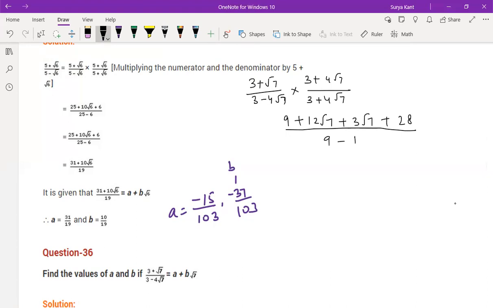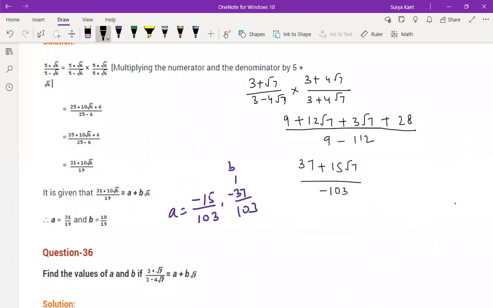One second, sir. Let me see my book. I accidentally closed the book. What is 16 sevens? 112. Yes. So now 9 plus 28, that is 37, plus 15 root 7, divided by minus 103, right? So your A part, but here A is coming as 37 by 103.